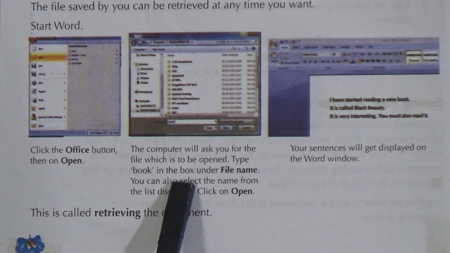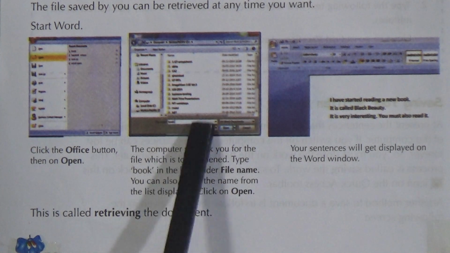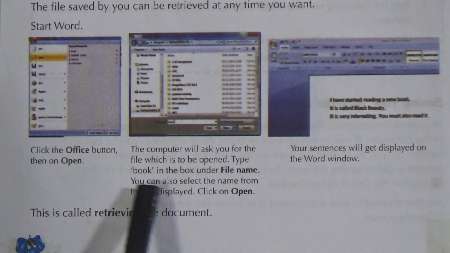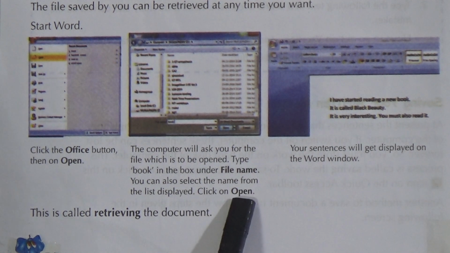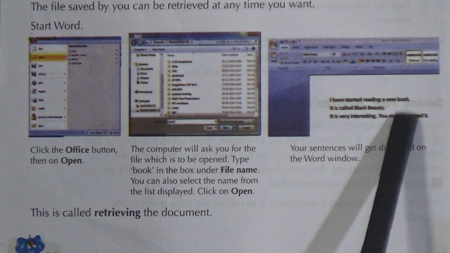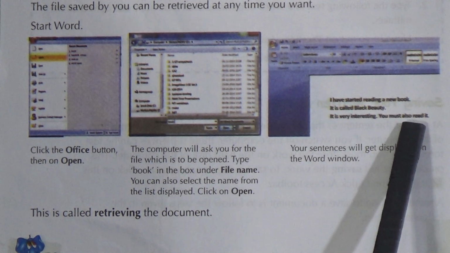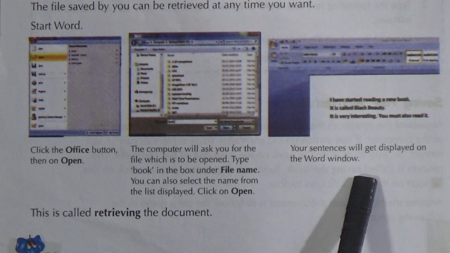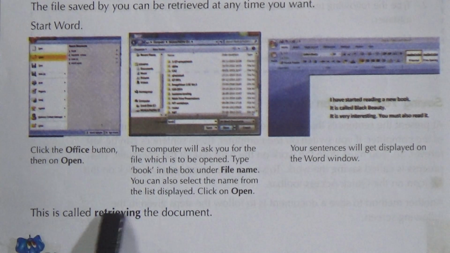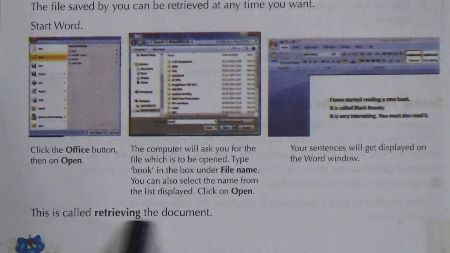You can also search for the file by writing the name in the box. You can also select the name from the list displayed. Click on open, and when you click on open, the file will be opened on Microsoft Word like this. Your sentences will get displayed on the Word window. This is called retrieving the document. When you open a saved file again, this is called retrieving.